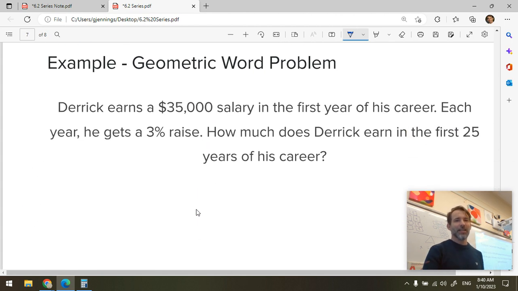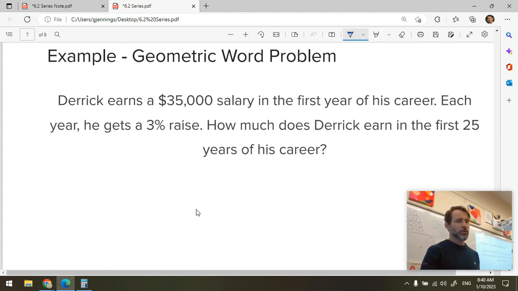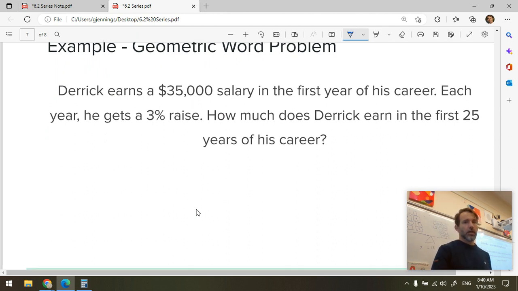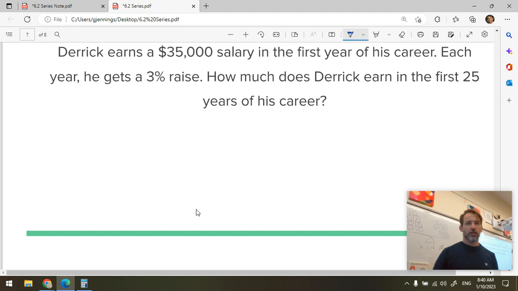All right, now let's take a look at a word problem that shows how you can already start connecting this to things that you'll see in the world. Derek has a starting salary of $35,000. Maybe this PowerPoint's a little old, but that would have been a decent starting salary several years ago. Actually, it's not bad. You can get by with that. And every year he gets a 3% raise. All right, so let's take a look.